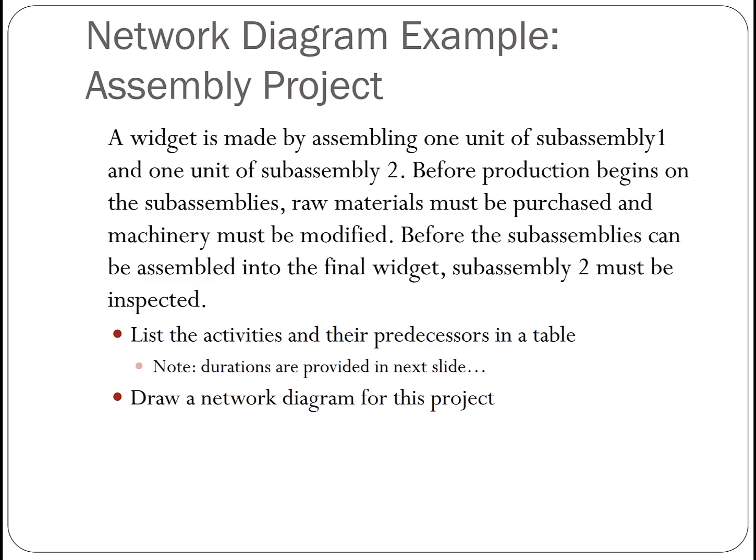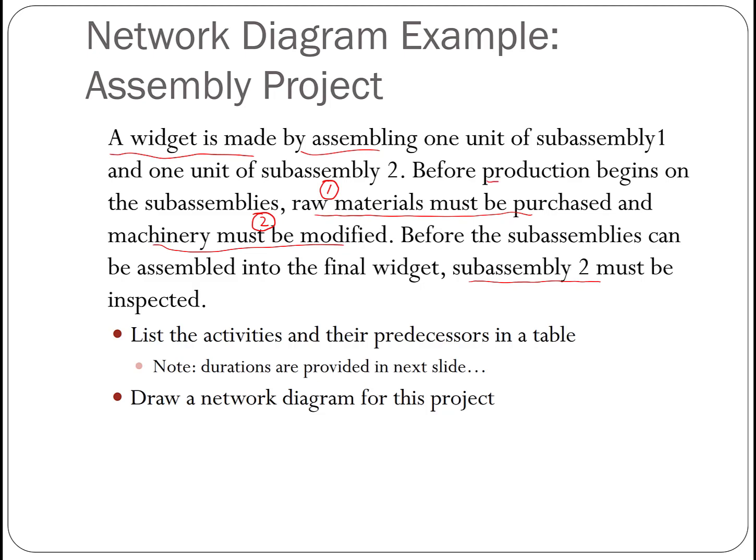You see, this is like the final step. So this part is the final step, and before the assembly, subassembly 2 also needs to be inspected. And before the production begins on the subassemblies, raw material needs to be purchased and the machinery needs to be modified. So we can see these two, raw material needs to be purchased and the machinery must be modified. It seems like these two are the two activities that need to start first, and they can be done in parallel.